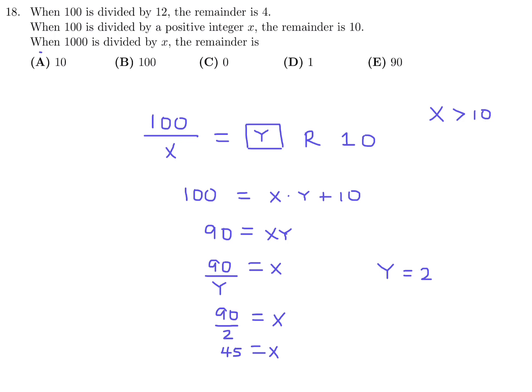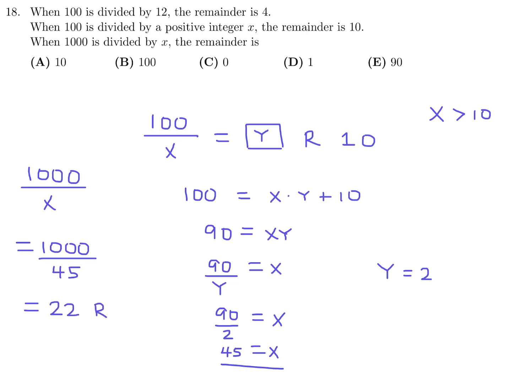Now we get to the second part of the question, which is what happens when you take 1,000 and divide it by x? What is the remainder? Well, I have set my x as 45. So take 1,000 and divide it by 45 and see what you get as a remainder. And when you do that, you will get an answer as follows. It will be 22 with a remainder of 10. The same remainder. So number 18, the answer is A.